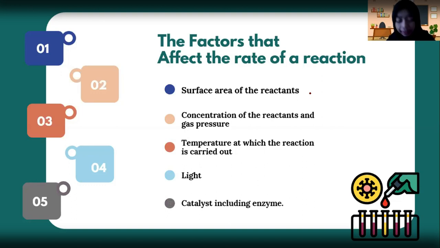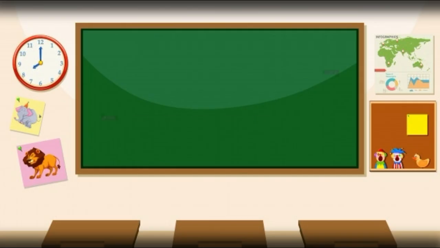And then the last one is catalyst. Over 90% of industrial processes use a catalyst. A catalyst is a substance which can alter the rate of reaction without undergoing chemical change itself. So catalysts include the enzyme.